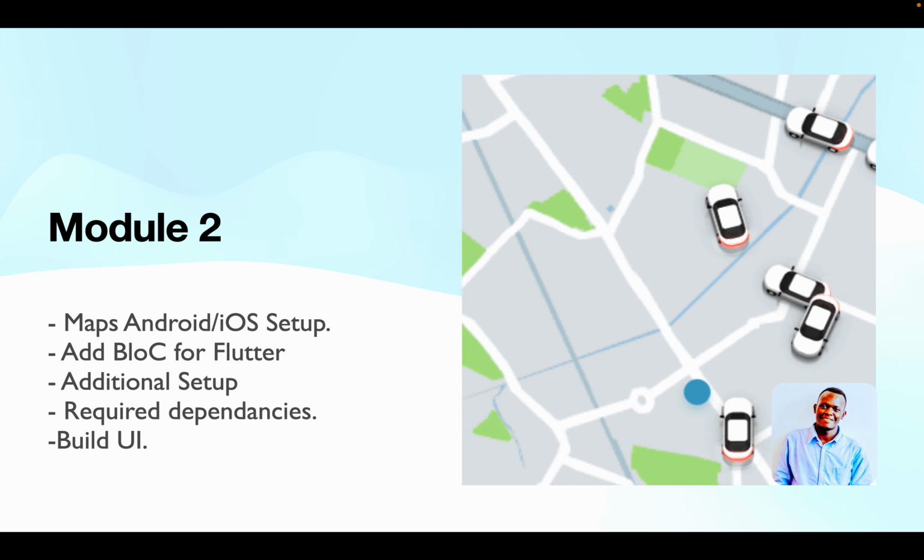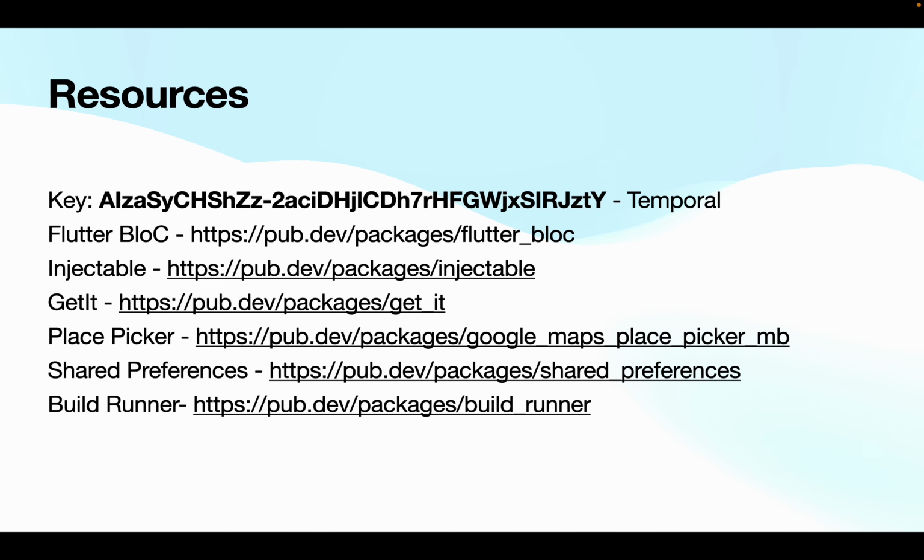Then we'll be building up the basic UI, which will include the header map and then also the different place locations. So here are the resources. Of course, I've included the API key that we'll be using. It's advisable that you create your own because I'll be deleting this in the course of the course.